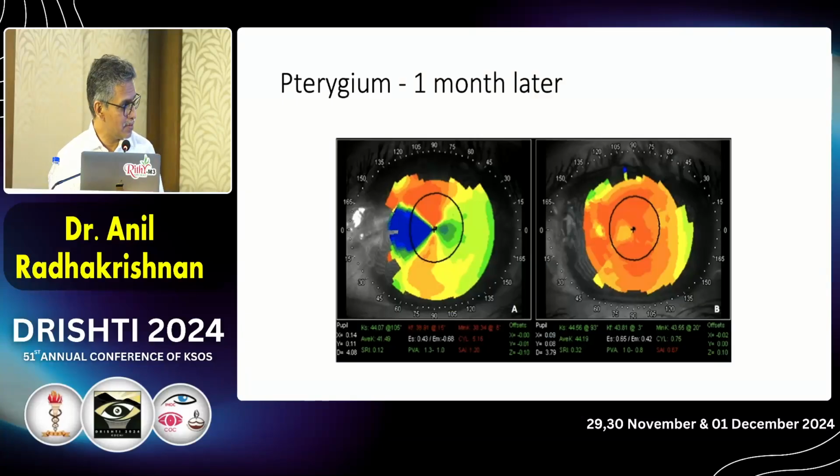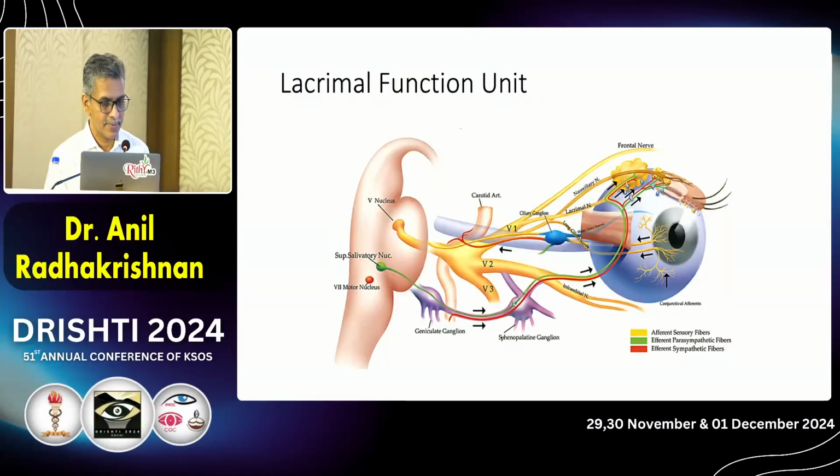As you see in this patient who had around 6 diopters of astigmatism, that blue color indicates flattening corresponding to the head of the pterygium. And once you take it out, it's less than 0.75 diopters of astigmatism.